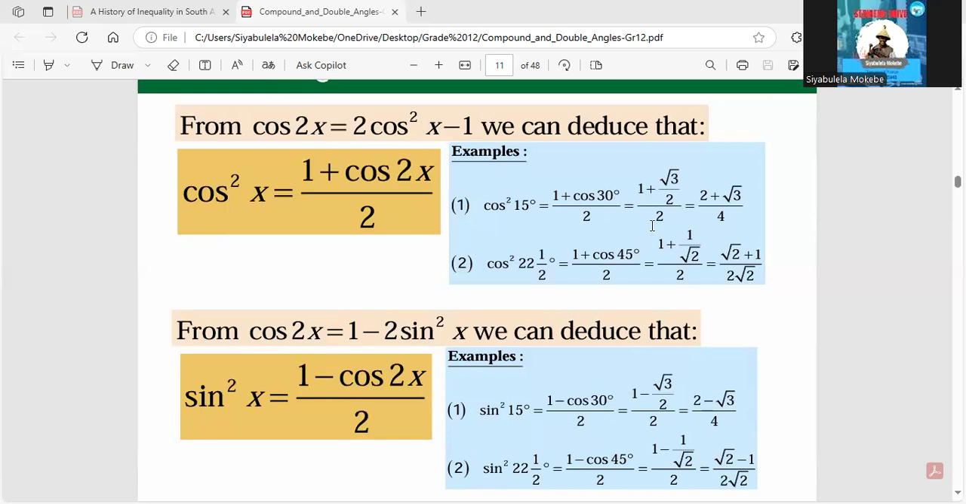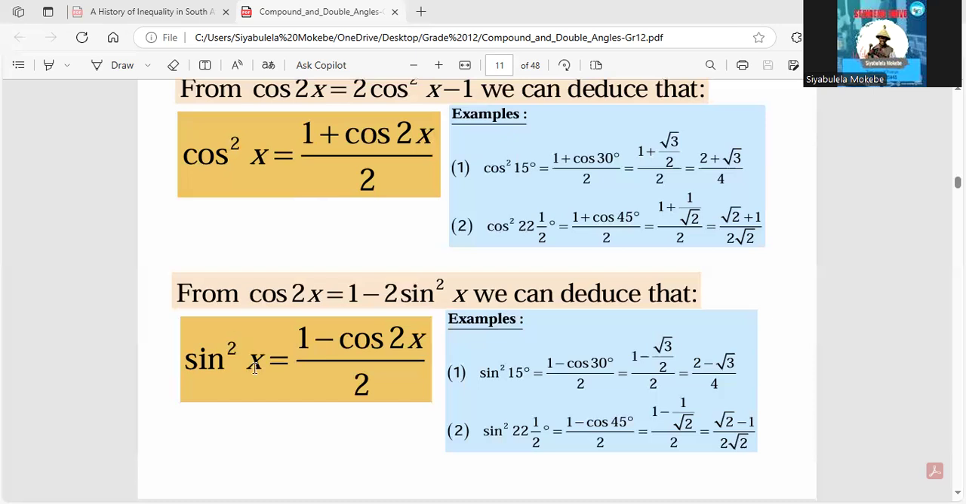And then remember that cos 30 is root 3 over 2. You simplify that, you get 2 root 3 over 4. Then cos squared 22.5 equals 1 plus cos 45 over 2, right? So yeah, and then for sine squared x, we get 1 minus cos 2x over 2. And then these are your examples.